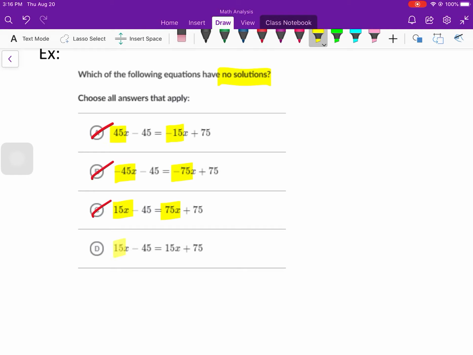So that one's out. 15x and 15x, if you were to subtract those, they would cancel out, and it would just leave you with negative 45 equals 75, which is a false statement, making this one the correct answer.